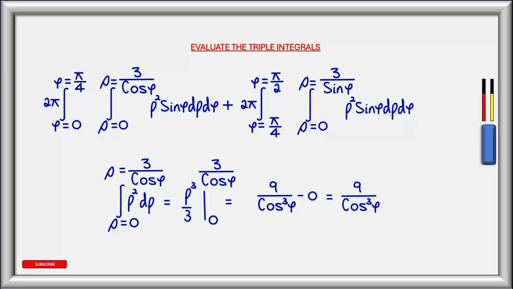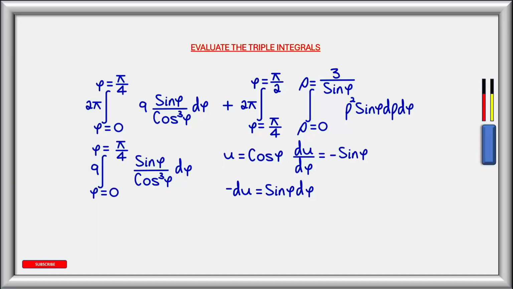And now, on the left-hand side of the plus sign, let's work on the inner integral for rho. So we want to integrate from rho equals 0 to rho equals 3 divided by cos phi of rho squared d rho. And using the power rule, this evaluates to rho cubed divided by 3. And plugging in the limits of integration, we have 9 divided by cos cubed phi minus 0. And this equals 9 divided by cos cubed phi.